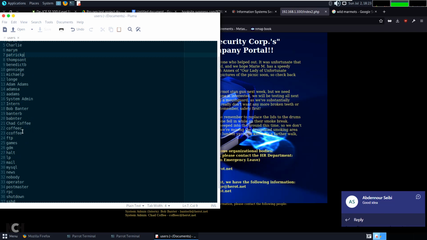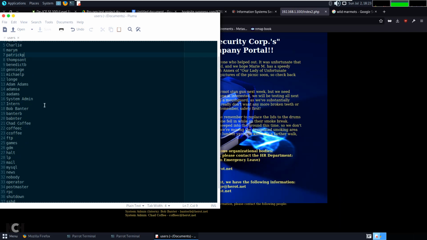Put him in like C Coffee, B Banter, A Atoms, Atoms A, Atoms, stuff like that to see what's going to happen. So now, what are we going to do with this list? That's the thing. So usually these kind of lists are meant for brute forcing, from what I've read in my coursework over the last couple of days.